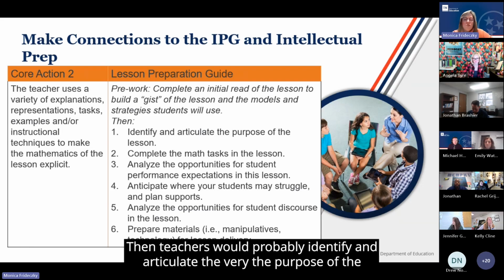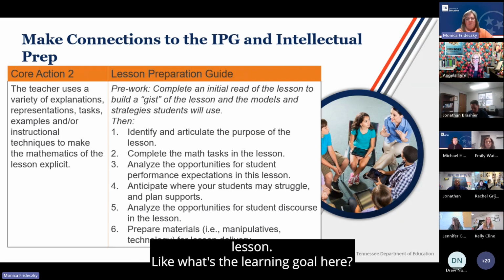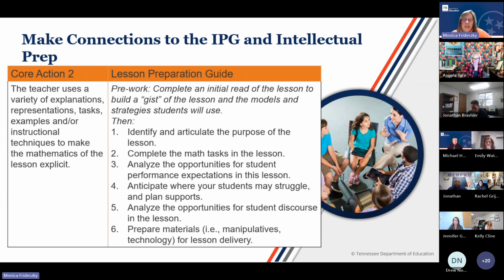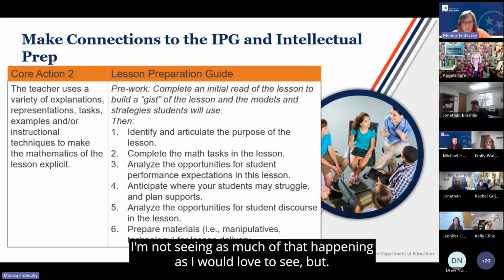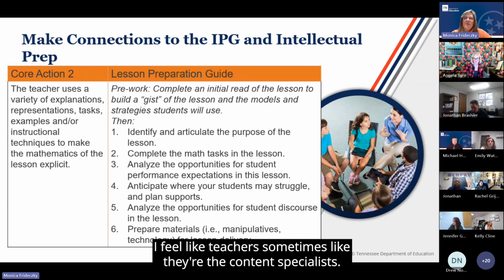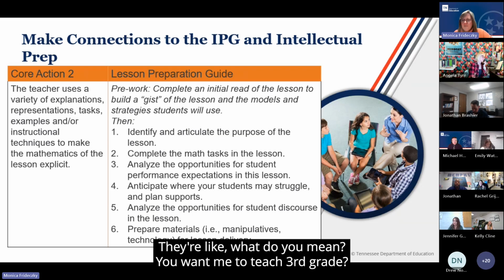Then teachers would probably identify and articulate the purpose of the lesson, like what's the learning goal here. They may also want to complete the math tasks in the lesson. I'm not seeing as much of that happening as I would love to see, but I feel like teachers sometimes, they're the content specialist. They're like, what do you mean? You want me to teach third grade? You want me to do third grade math problems?